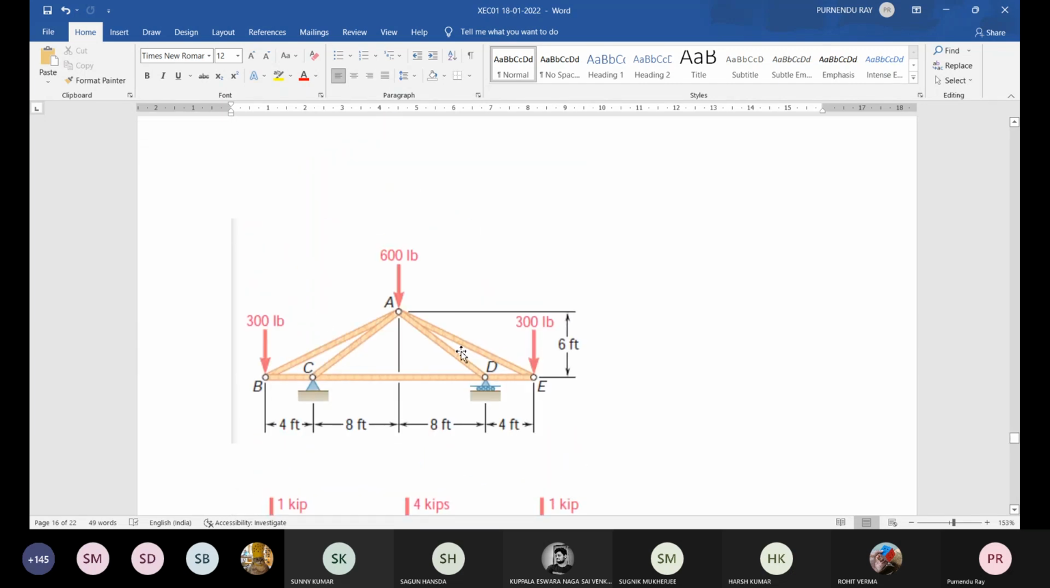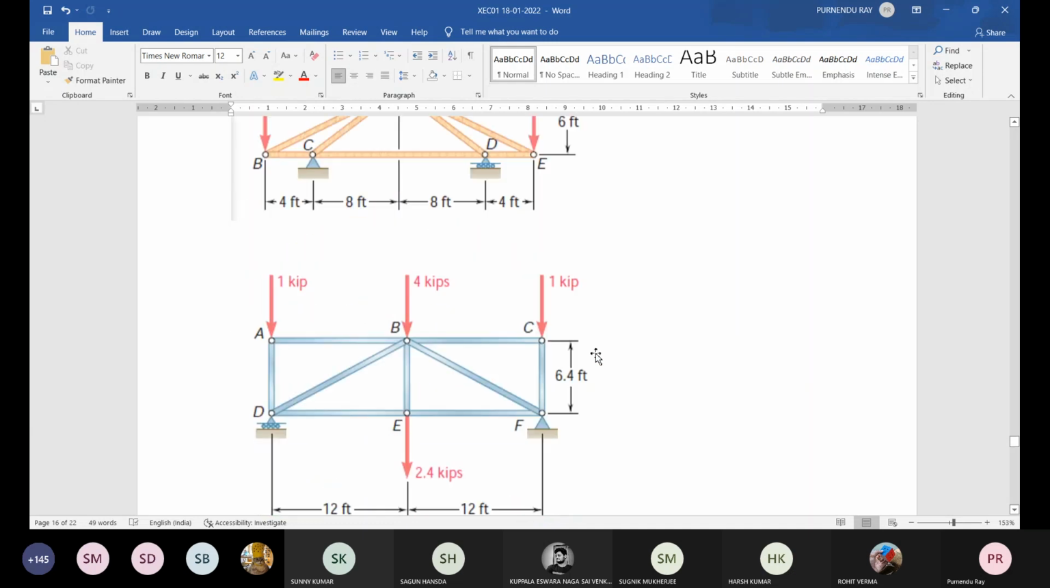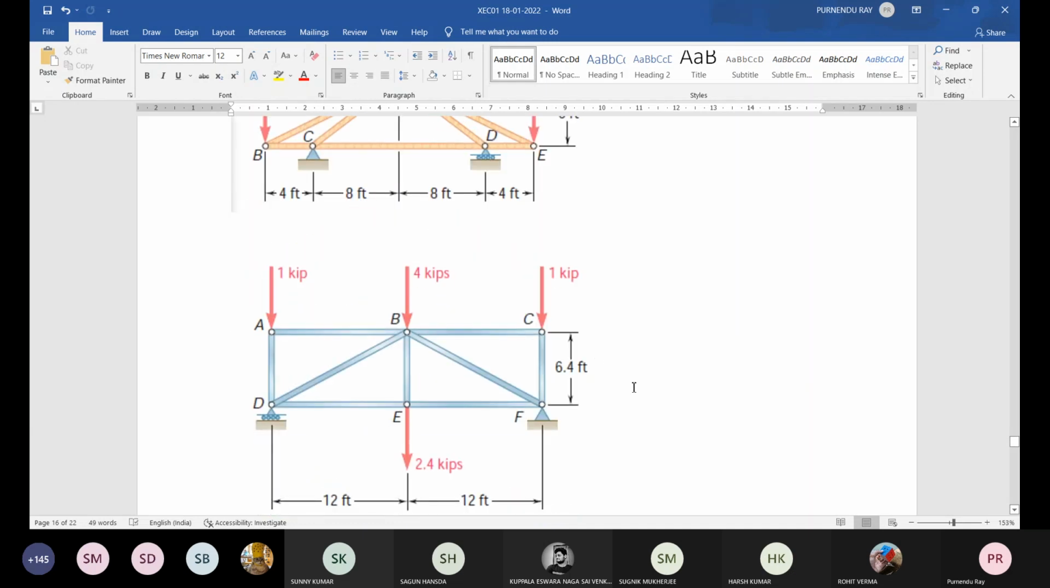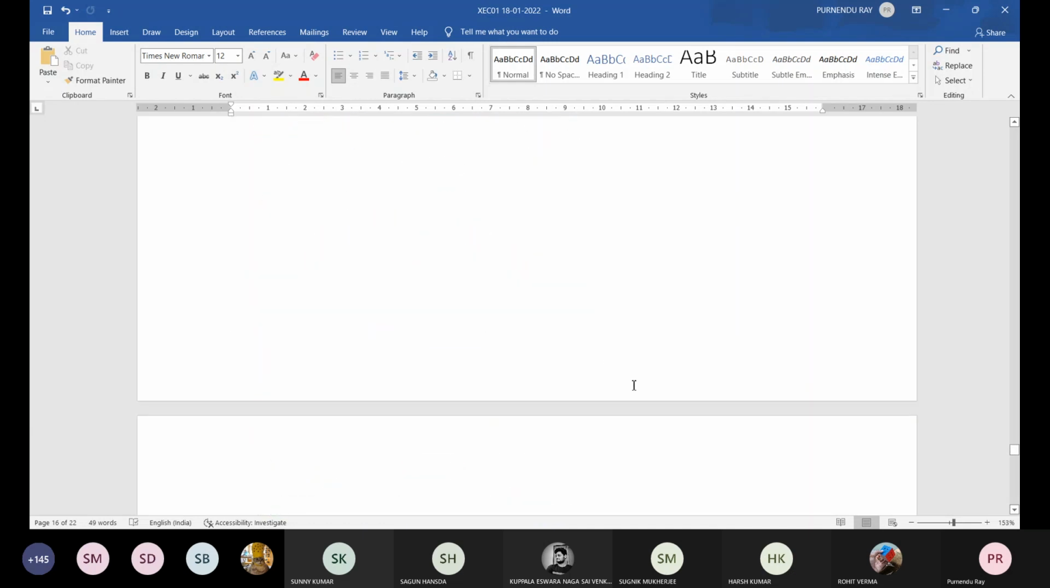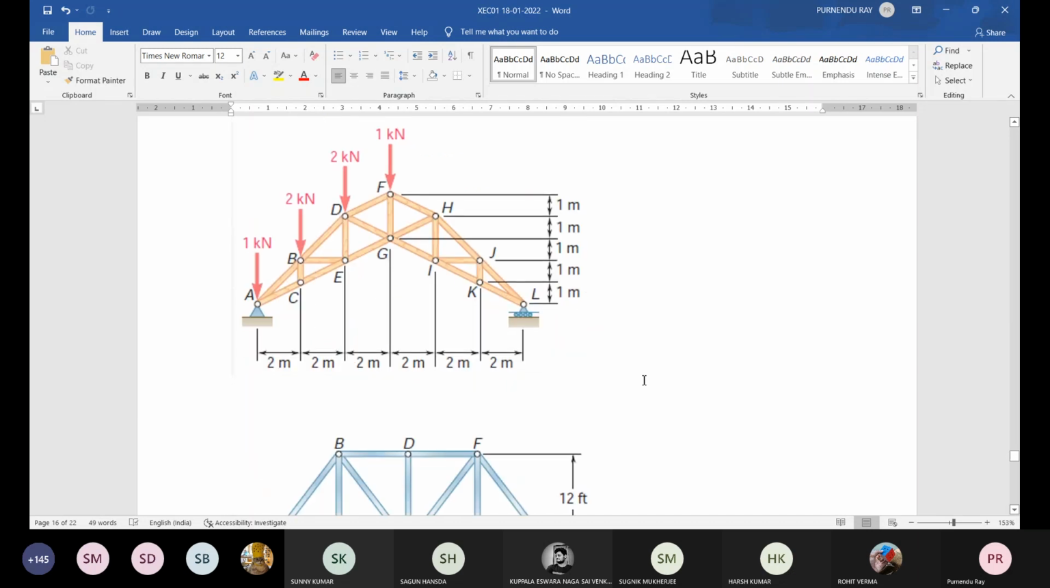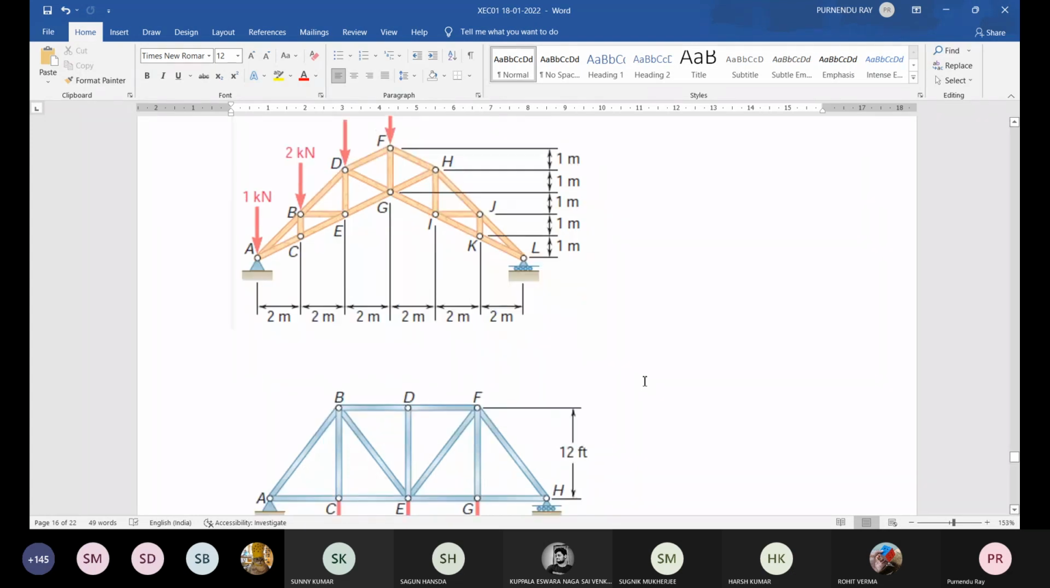This is another expression. Now support is not provided at the ends. These are overhanging parts. This is another thing. So many types of examples will be there, and there are different names for bridge truss or roof truss: Pratt truss, Howe truss, so many.